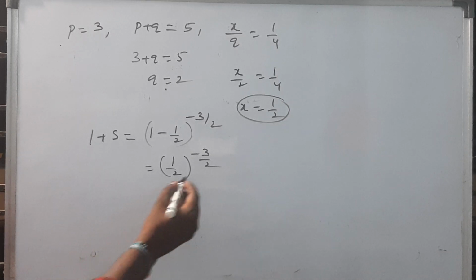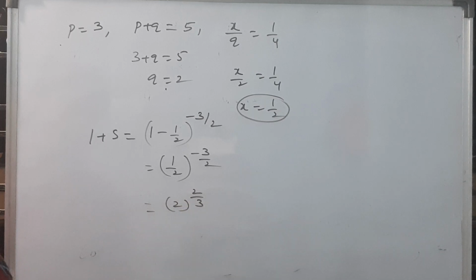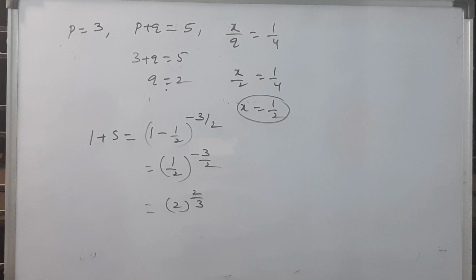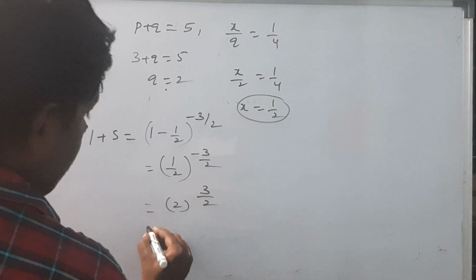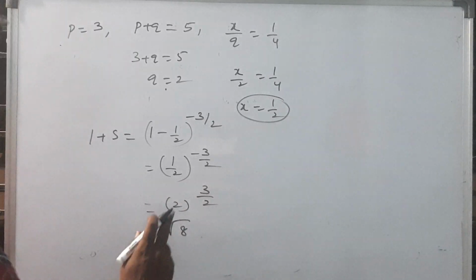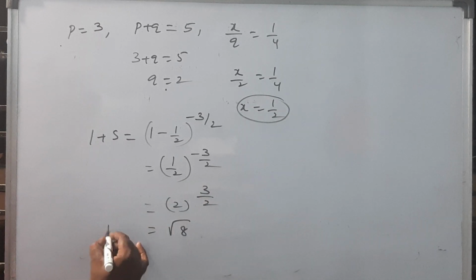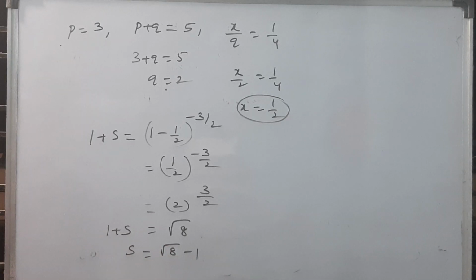So this can be written as 2 power 3 by 2. This can be written as root 8, since 2 cube is 8, whole power 1 by 2. So 1 plus S is equal to root 8. S is equal to root 8 minus 1. Is it clear, ma'am?